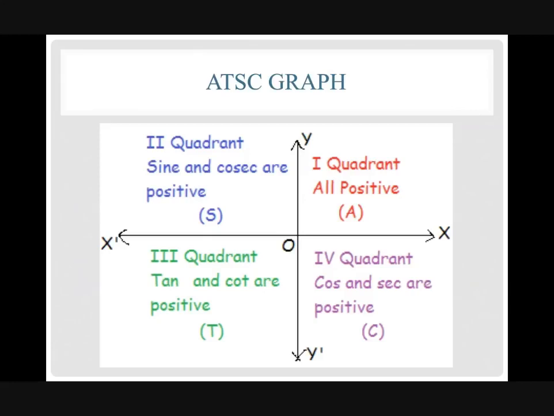Now, if you remember the mnemonic, all students take calculus. All 6 trig functions are positive in the first quadrant, while sine and cosecant are positive in the second. In the third quadrant, since both x's and y's are negative, that would make tangent and cotangent positive because it's sine over cosine or y over x. And in the fourth quadrant, cosine and secant are positive. Notice how the x values are positive.